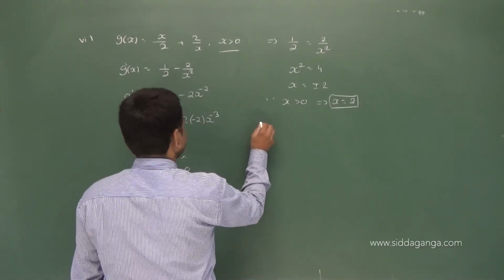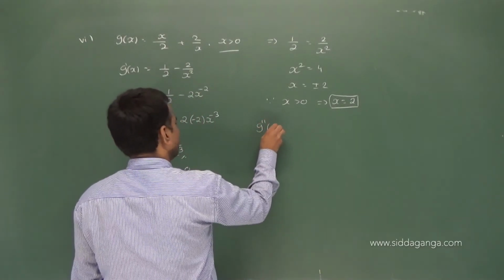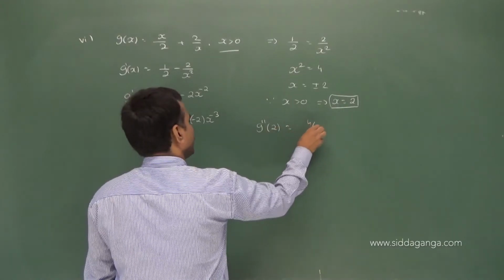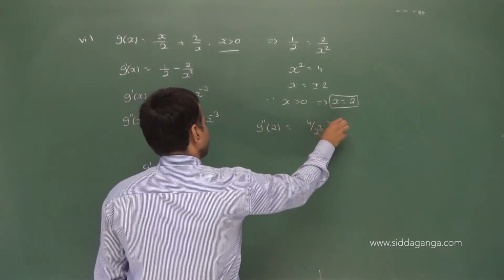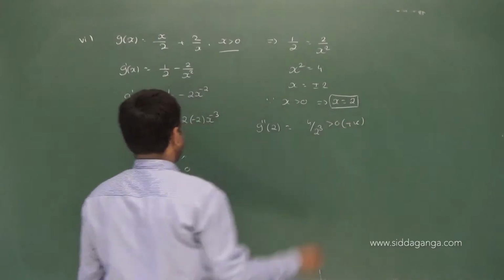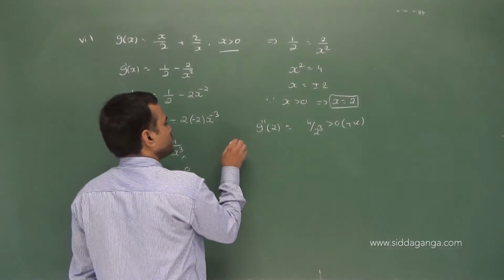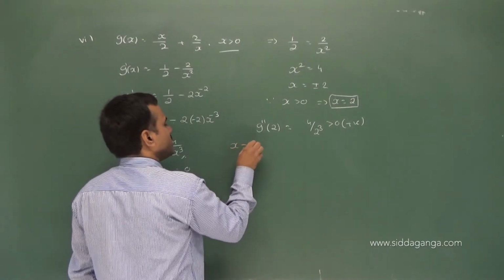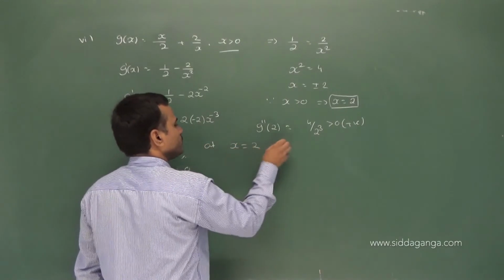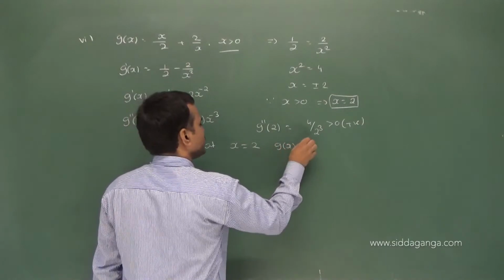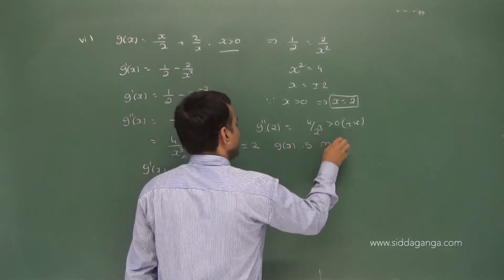So we check g double dash of 2. 4 divided by 2 cube. So it is greater than 0, positive. Correct? 4 by x cube, 4 divided by 2 cube, greater than 0. Means at x is equal to 2, g of x is maxima or minima? Minima.